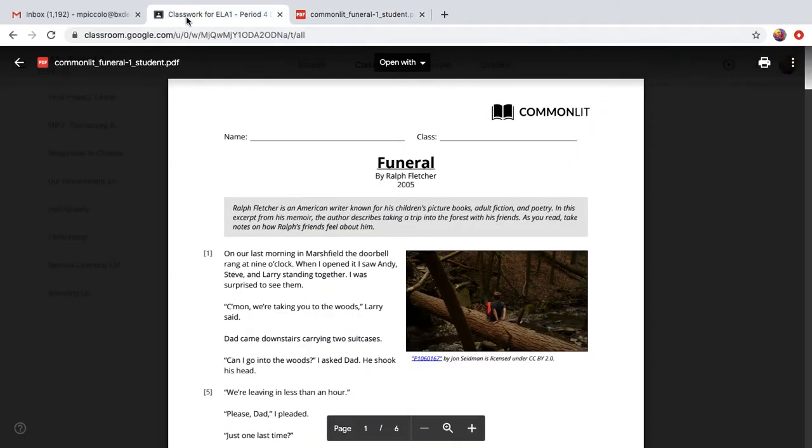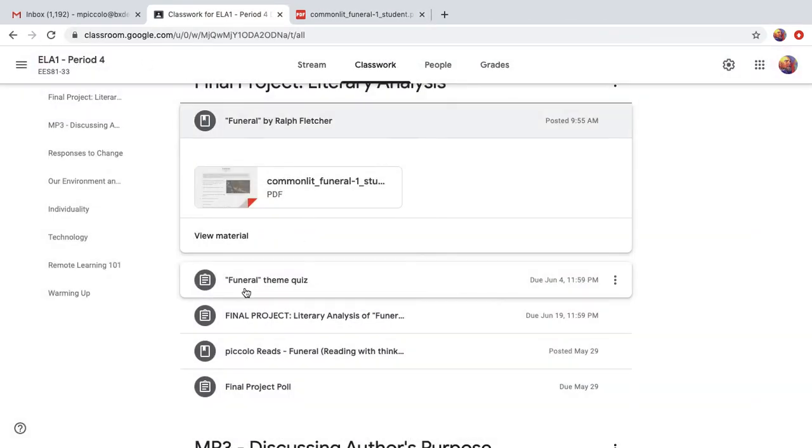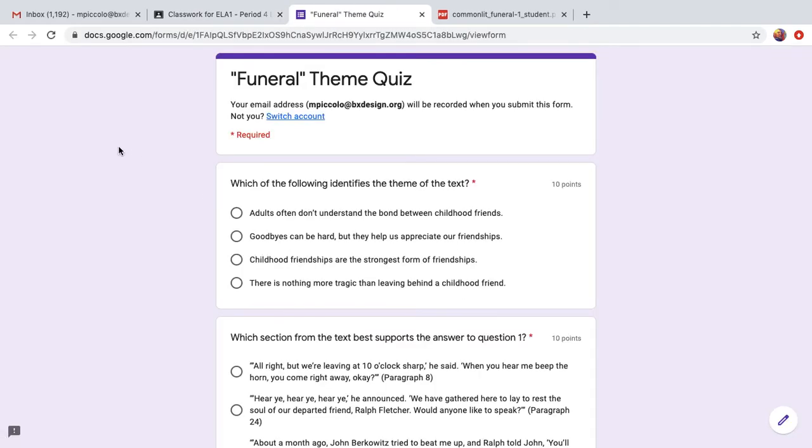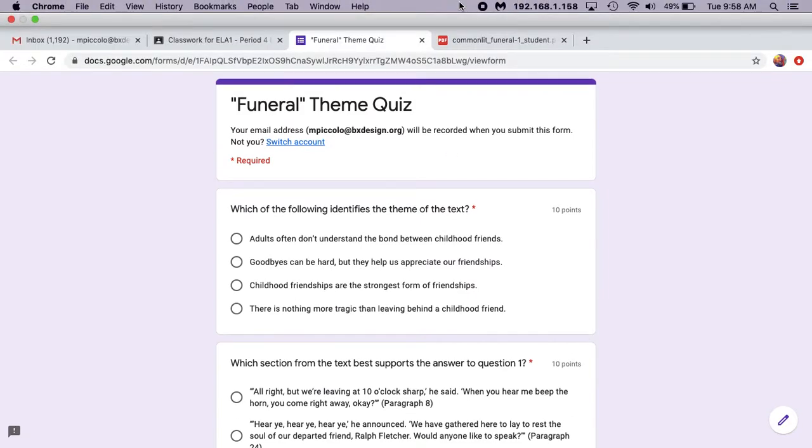All right, so I want to open it in a new window, so that way I can jump back and forth. So now I'm going to open my Funeral theme quiz. So I'm looking for the theme of Funeral by Ralph Fletcher.